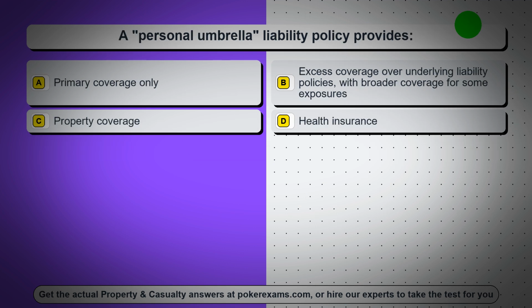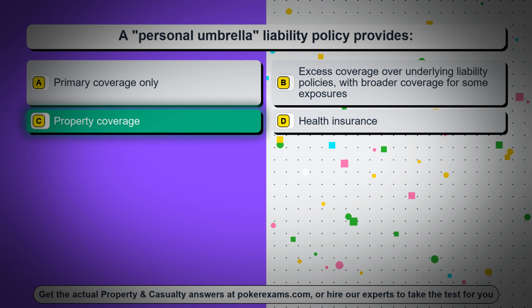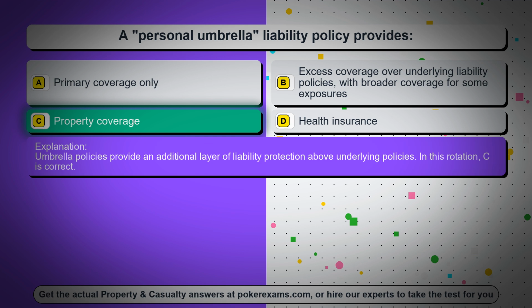Question 69. A personal umbrella liability policy provides, option A, primary coverage only, option B, excess coverage over underlying liability policies, with broader coverage for some exposures, option C, property coverage, option D, health insurance. The correct answer is option C, property coverage. Umbrella policies provide an additional layer of liability protection above underlying policies. In this rotation, C is correct.